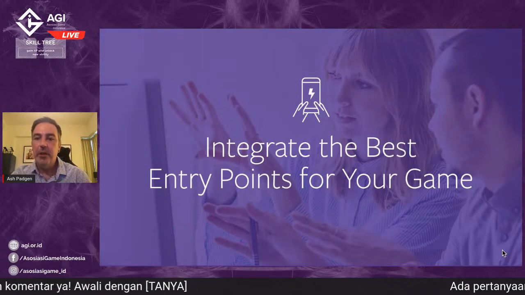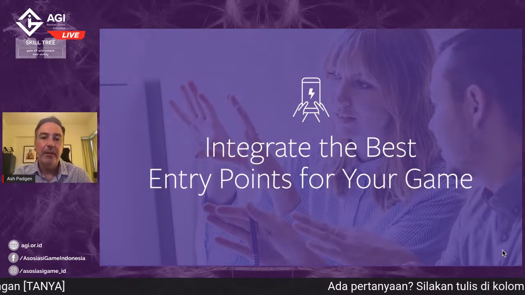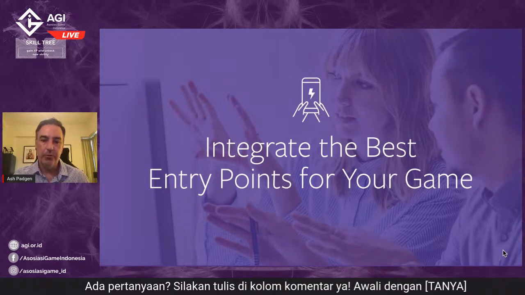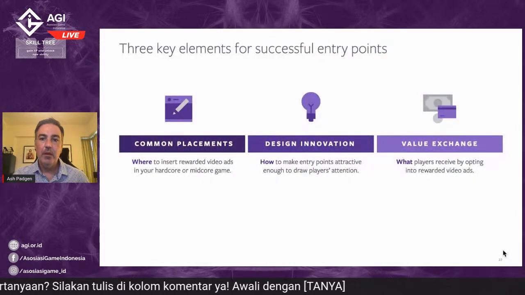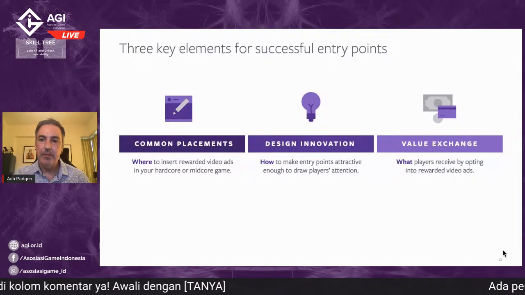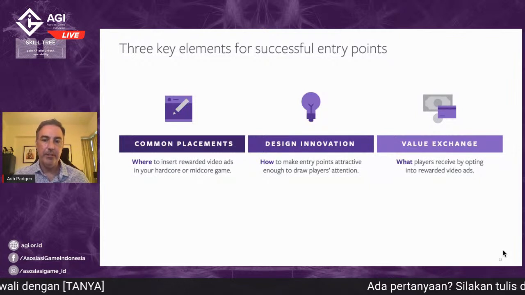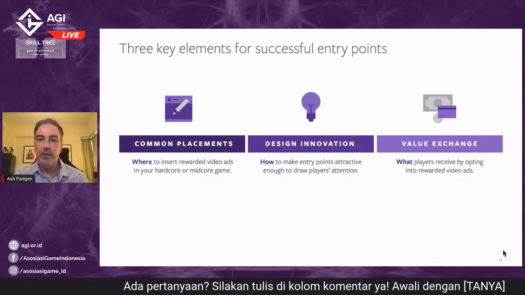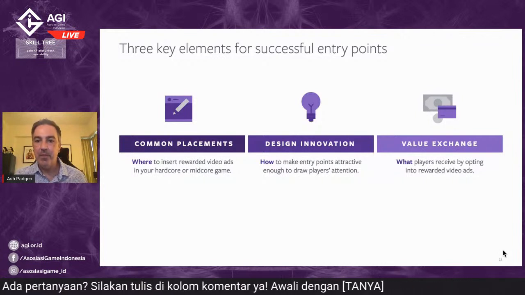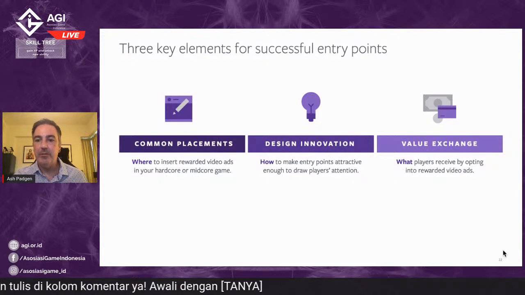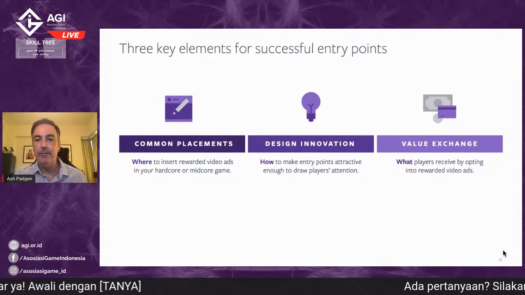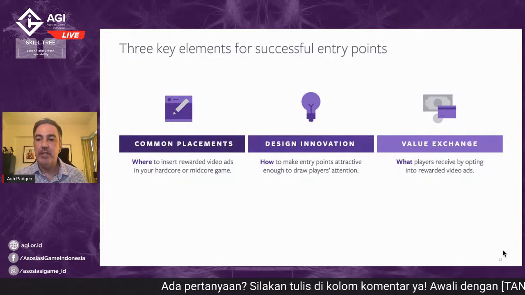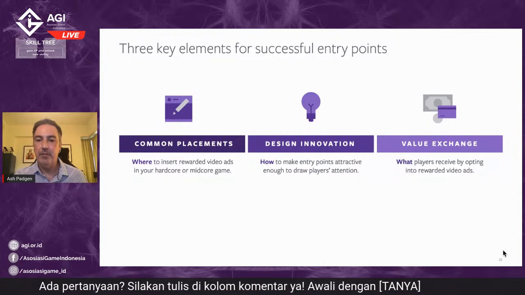When building rewarded video ads into your game, you also have to consider the best entry points. This is success factor number 2. There are 3 key elements to consider for successful entry points: common placements, or where to insert rewarded video ads into your hardcore or midcore game, the design innovation on how to make the entry points attractive enough to draw player attention, and the value exchange, what players receive by opting into rewarded video ads.